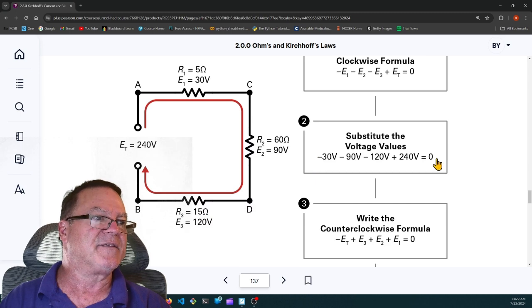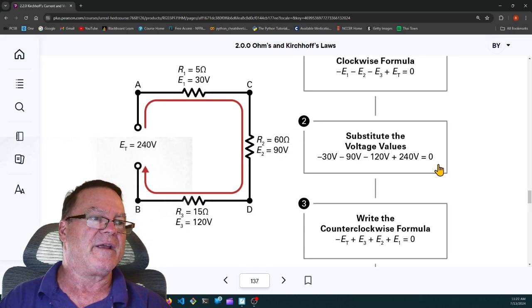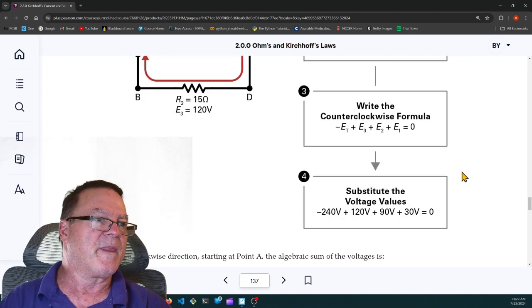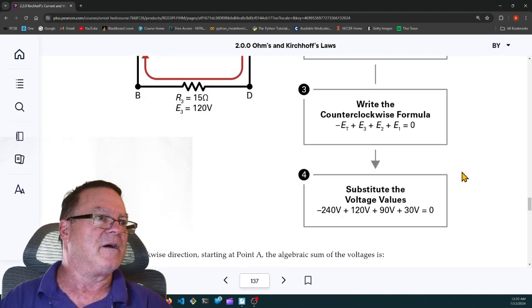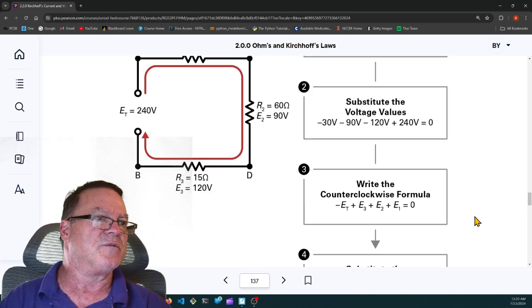I'd like to highlight this, but it's part of a diagram or a figure, so when you click on it, it just shows you the figure. I can't highlight on it. But write the counterclockwise formula. They're saying negative ET plus E3 plus E2 plus E1 equals 0. Substitute the voltage values: negative 240 plus 120 plus 90 plus 30 equals 0.